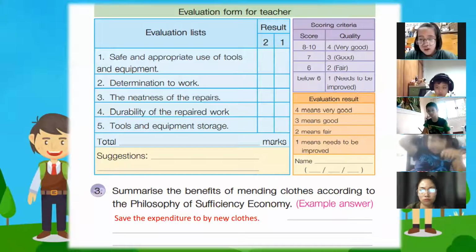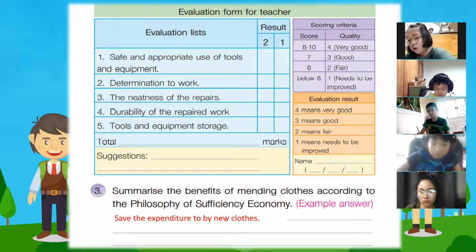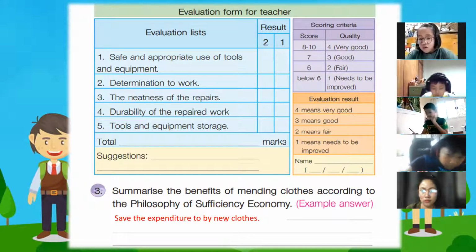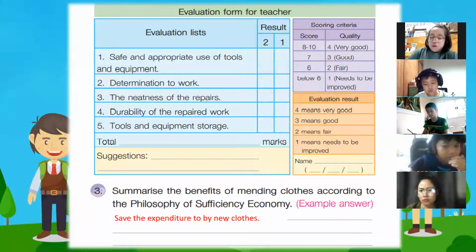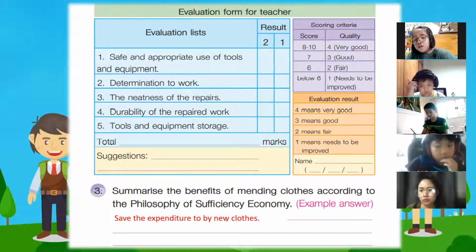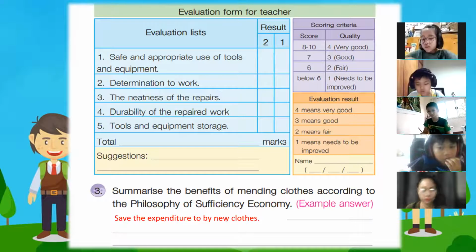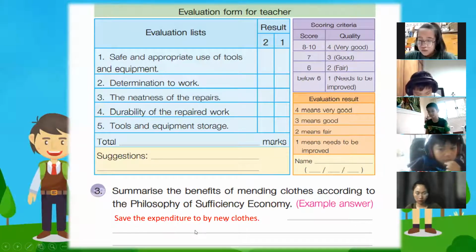Okay, students. So now we are going to summarize the benefit of mending clothes according to the philosophy of sufficiency economy. So what we learn from the whole unit, what is the benefit in all of the mending clothes? So that's actually save the expenditure by new clothes.